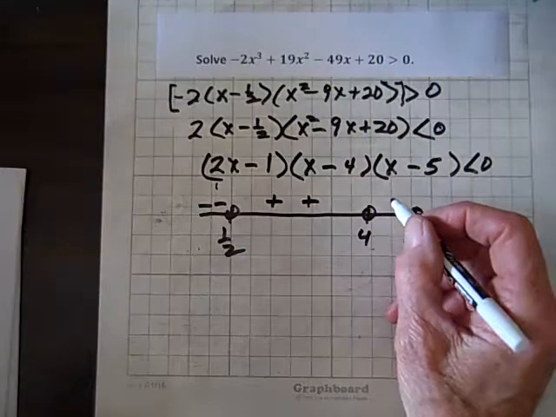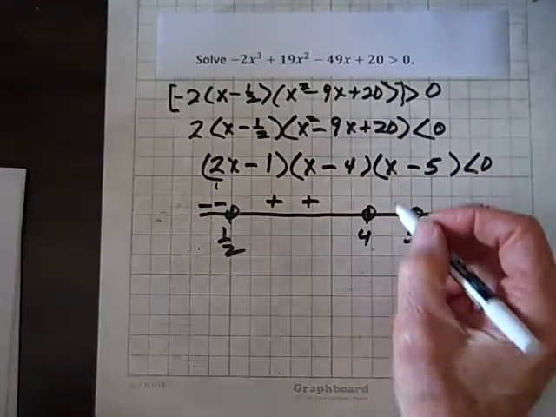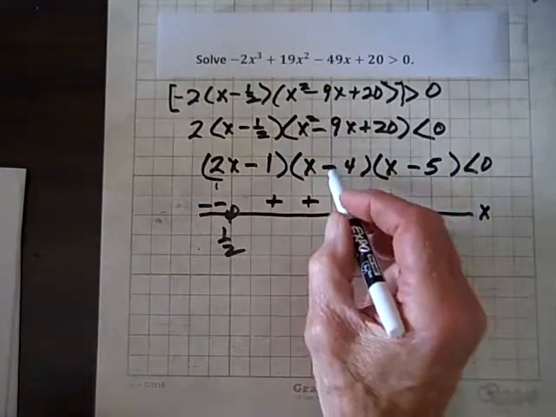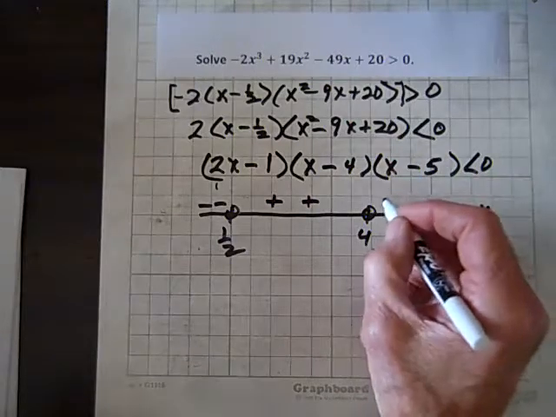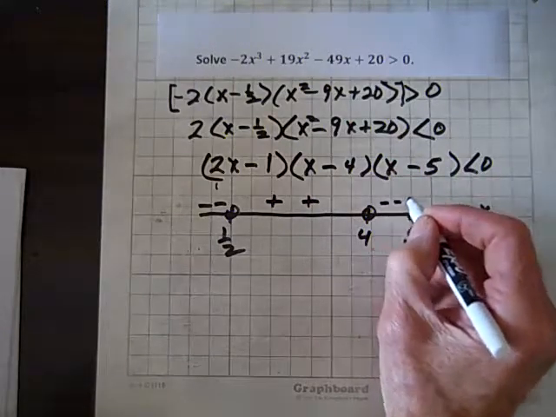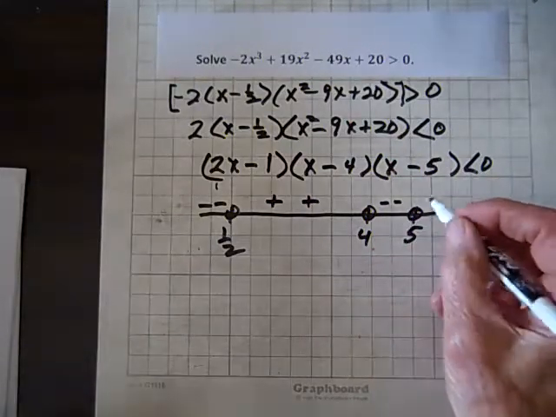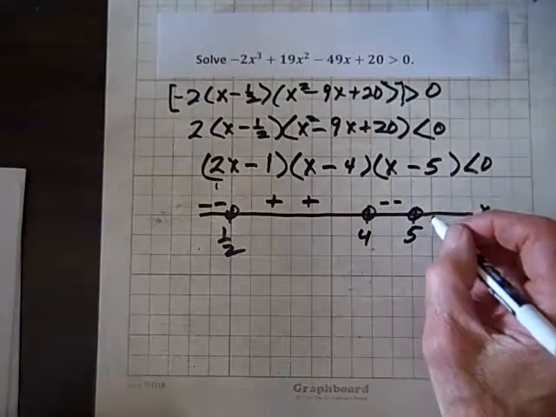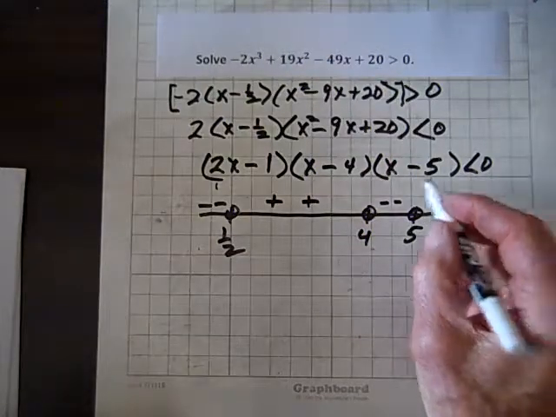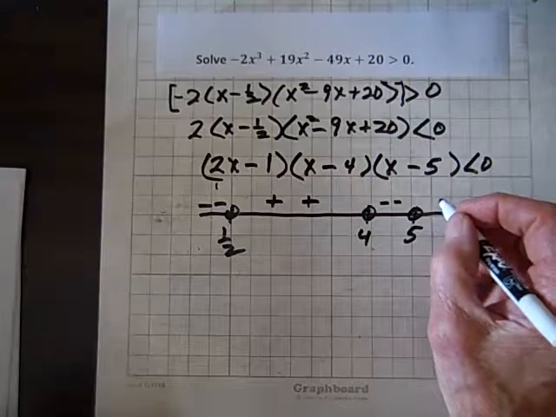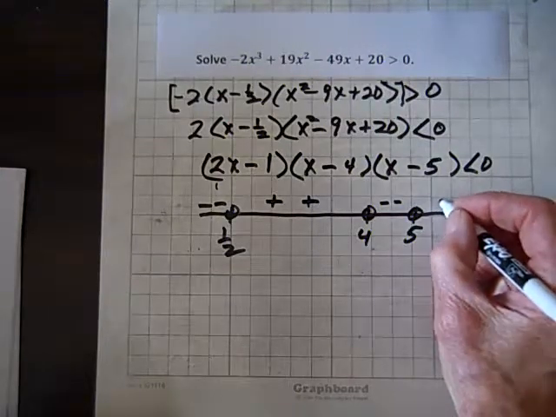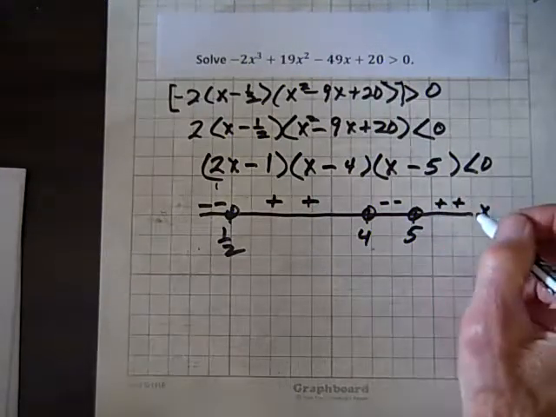Now, let x be something like 4.5. This will be positive, that'll be positive, that'll be negative. An odd number of negatives, the product of which is negative. And finally, if we let x be anything greater than 5, then we'll have all positive values, and the product of all positives is positive.